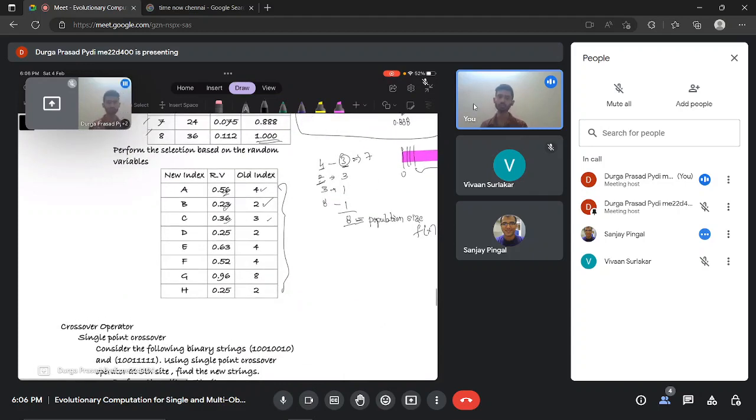So the selection operator is just like the filter, but the next operator is your variation operators. You essentially have two classes of operators, crossover and mutation.